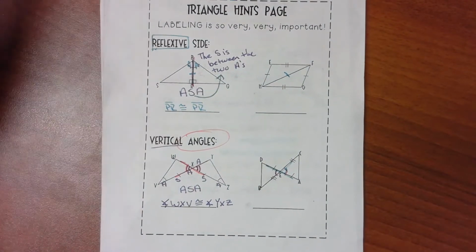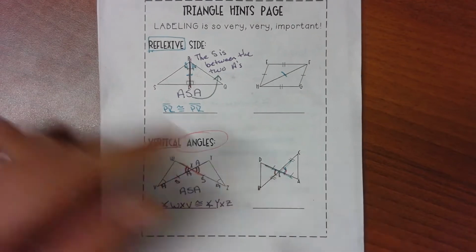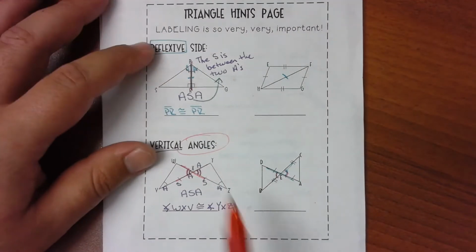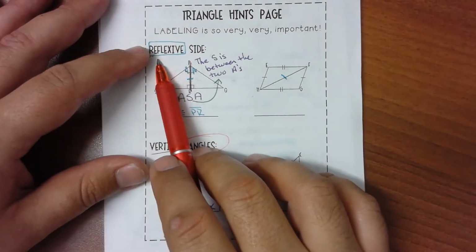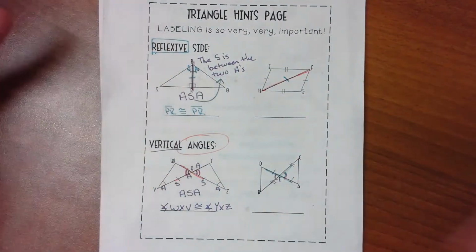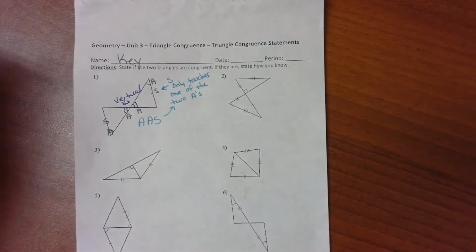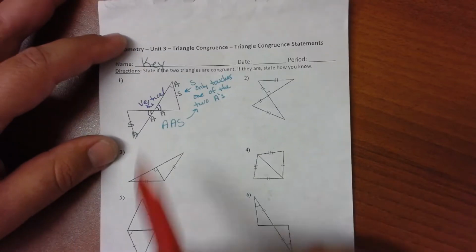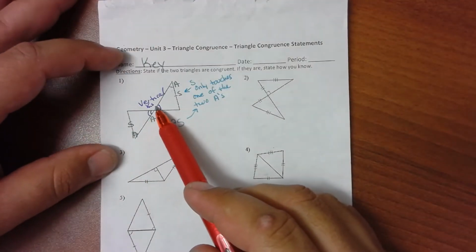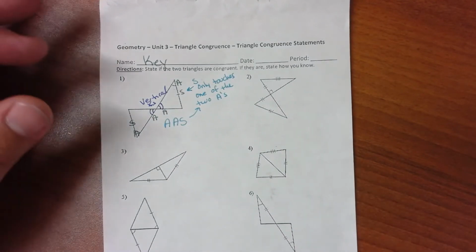Mark them as being congruent. Reflexive is congruent. Mark it as being congruent. That is something you know, because in the worksheet and on the test, you're not going to be given everything. You're going to be given most stuff. So number one, these were vertical angles. When I was able to mark them, then you can take and hide one of the triangles.